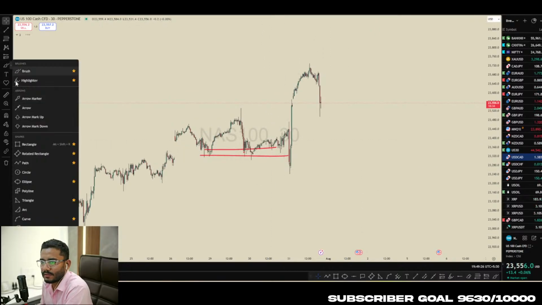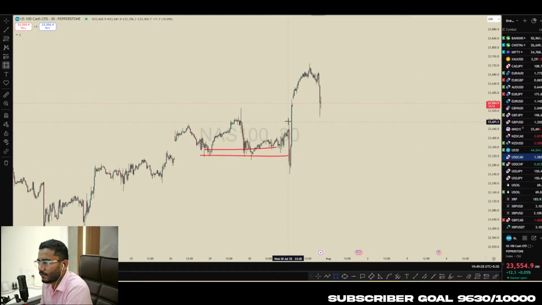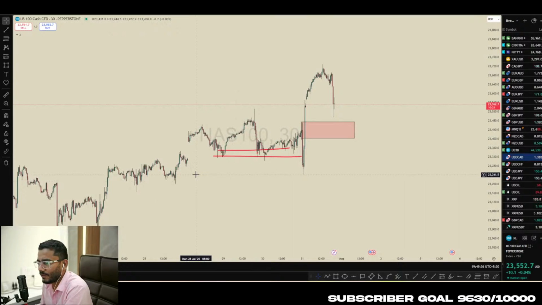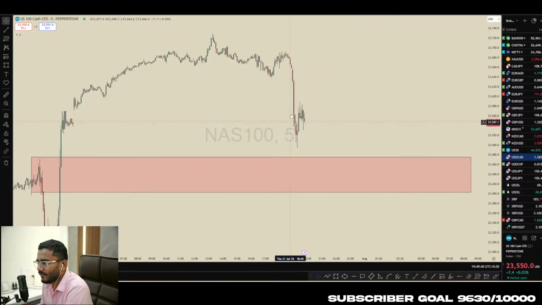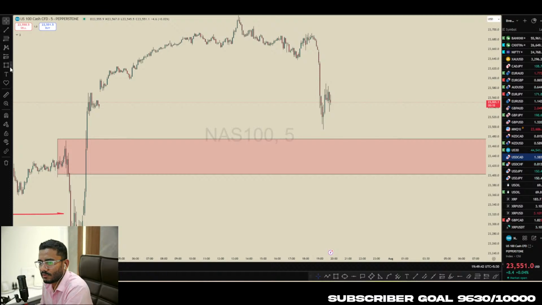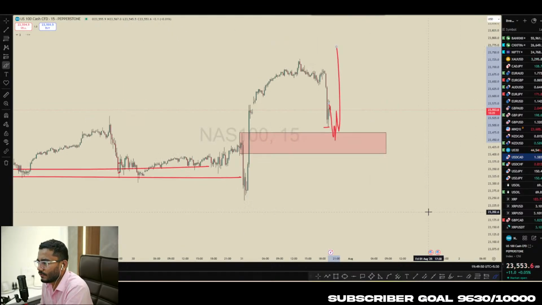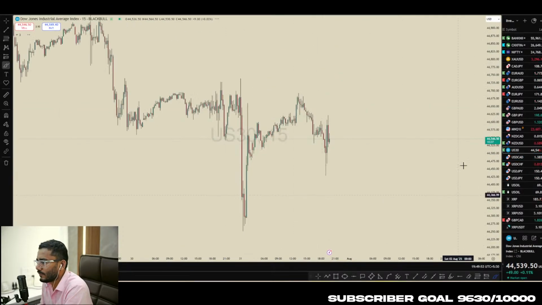NAS 100, right now, we have this order block where you can look for a buy side setup because this is a breaker block which swept out the liquidity. We swept out this previous liquidity and mitigated this order block. We also have this fake low which has been created over here. So price will sweep this area, and if this gives a structure, then we look for a buy side setup. Same thing on US 30.